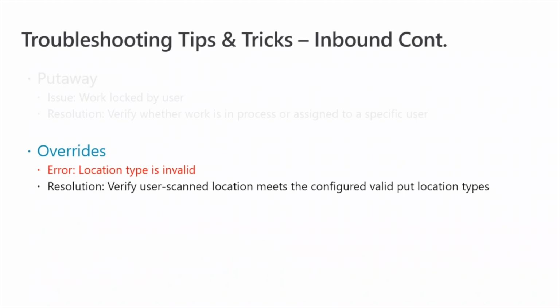And then finally, with the overrides, if they receive the error that says the location type is invalid when they're trying to override a put away location, then we would want to verify that the location they're scanning meets our configuration of valid put type locations on the work class. And in this case, that would be for purchase order put away work.